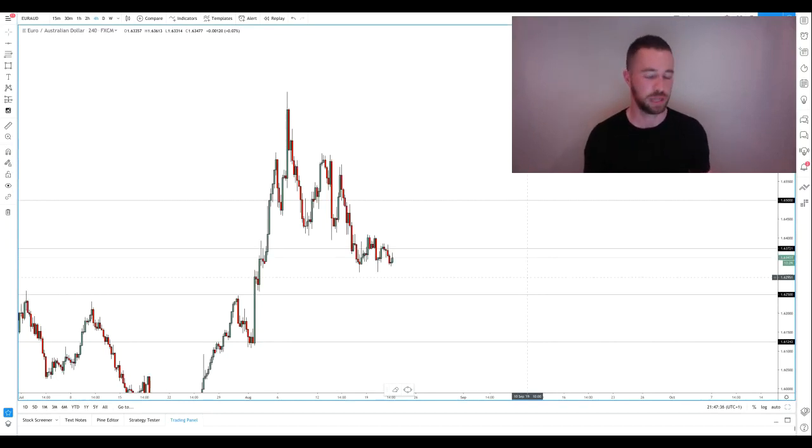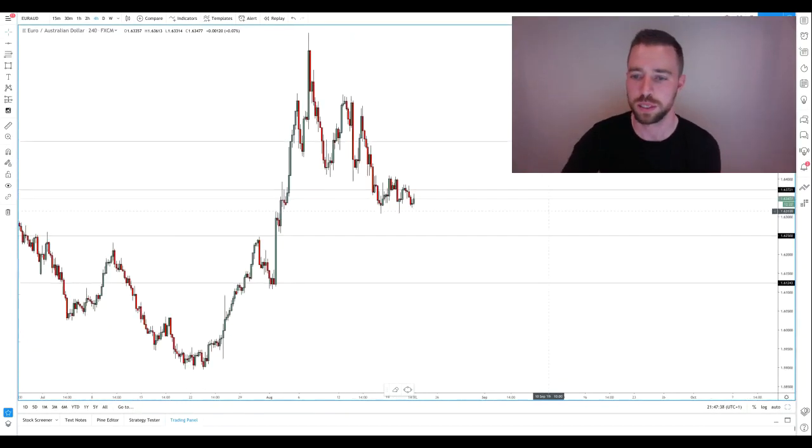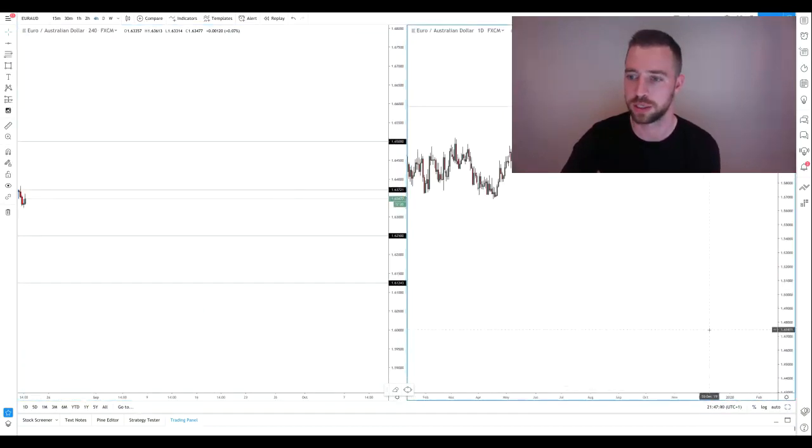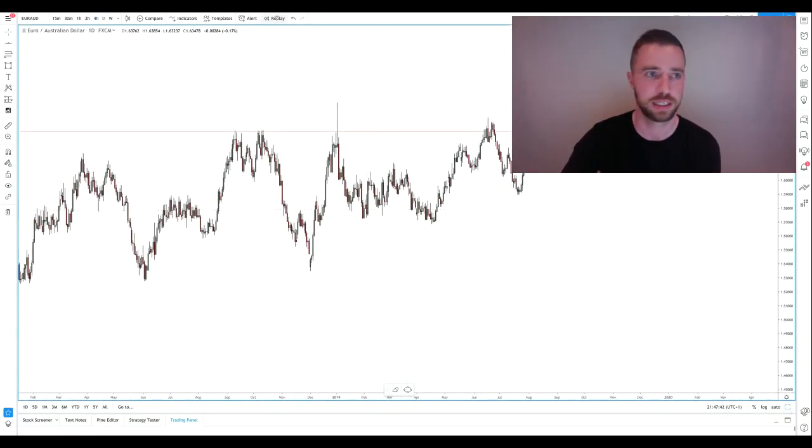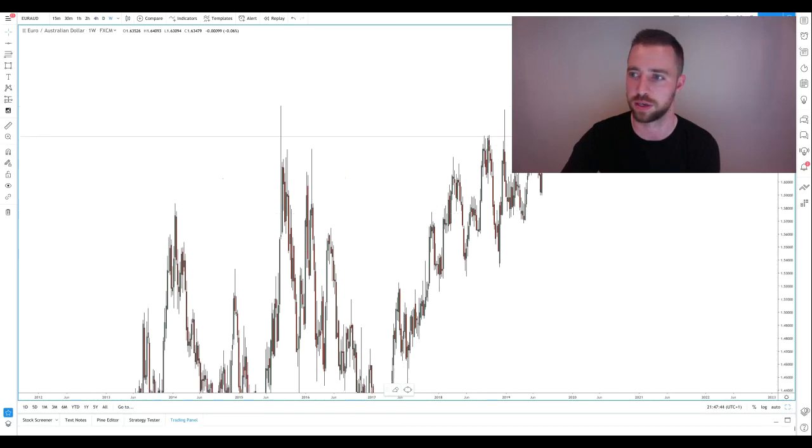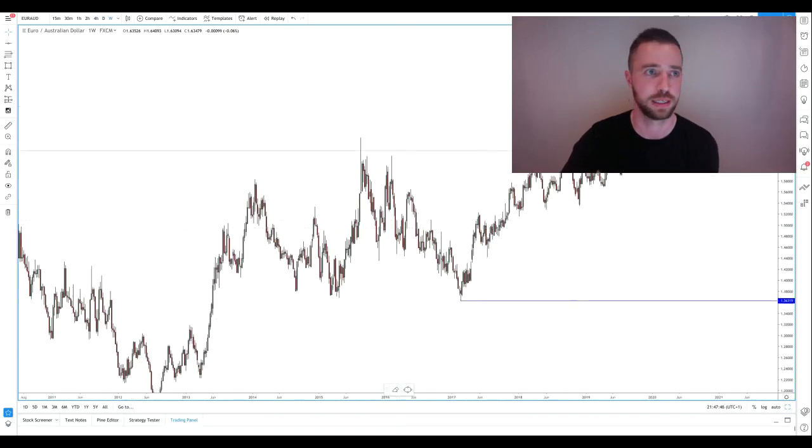So step two then is trend lines, which I'm going to go over and show you today. So I'm just going to use a clear chart to run over the trend lines here on Euro AUD.